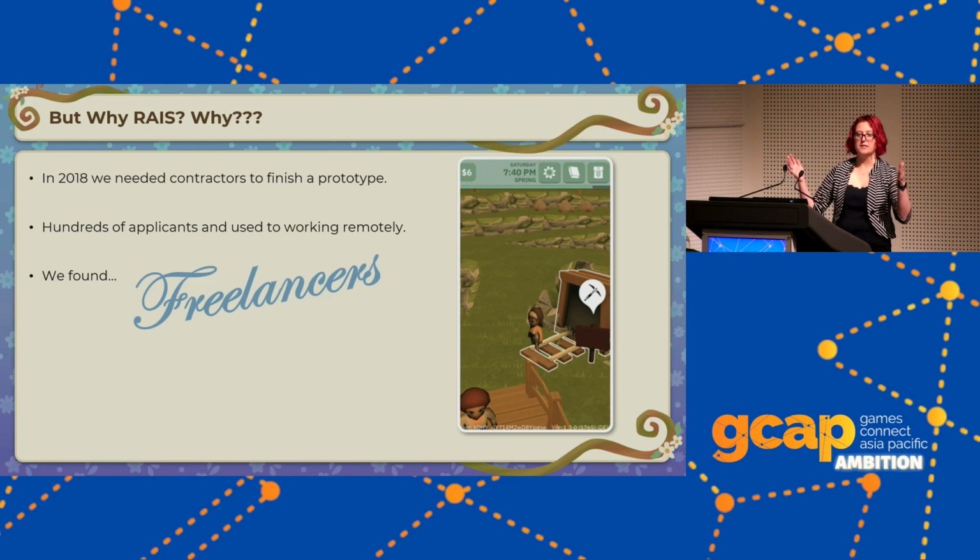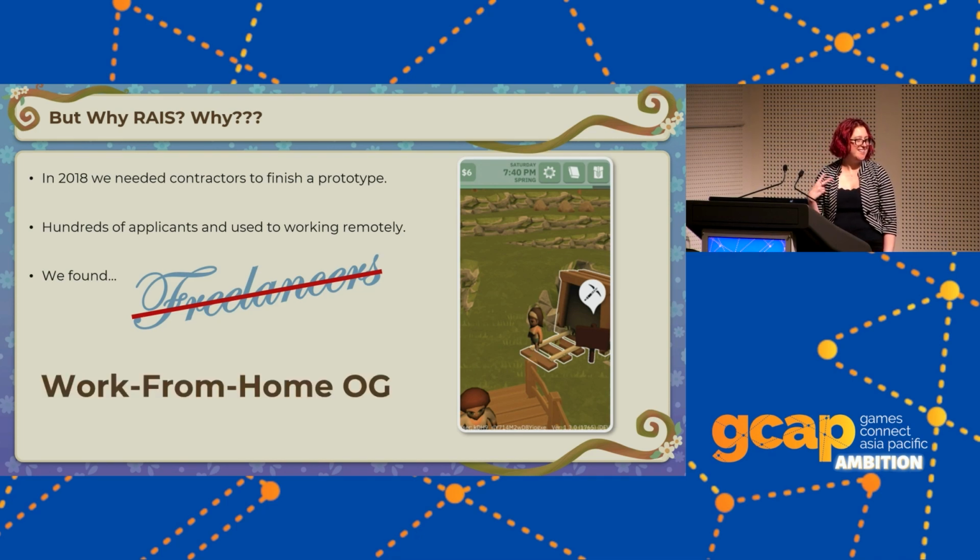They're told you're going to do this in time, you're going to do it within a schedule, you're going to do it exactly the way our art director says that you will. So I think freelancer is a misnomer for what we turned them into. They became a part of our core team. They just happened to be on a contract. So not freelancers, but maybe work from home OG.